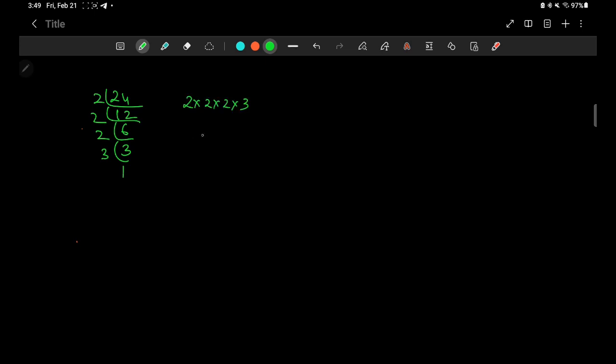Now what are the possible combinations? Suppose you take 2 first. Then what is the remaining here? 3 2s are 6, 6 2s are 12. So this is one combination. If you multiply these two, you're going to get 24. Right? These are the two factors.